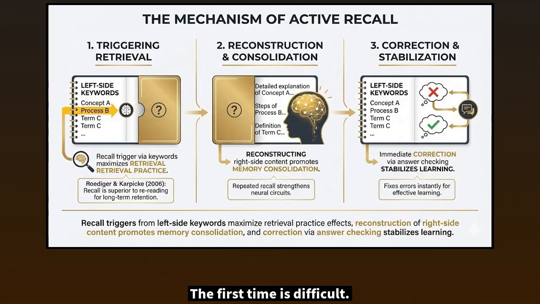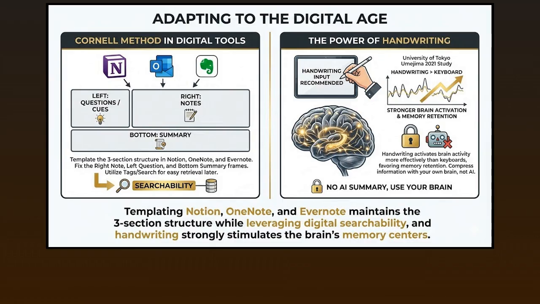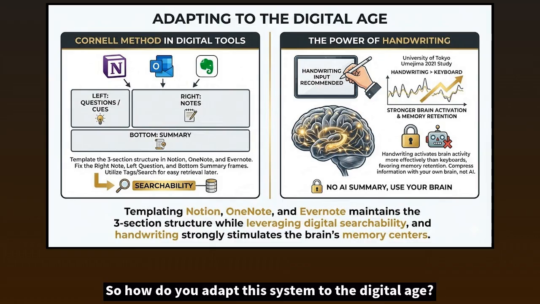The first time is difficult. The second time is a bit easier. The third time is smooth. This is the essence of learning. So how do you adapt this system to the digital age?